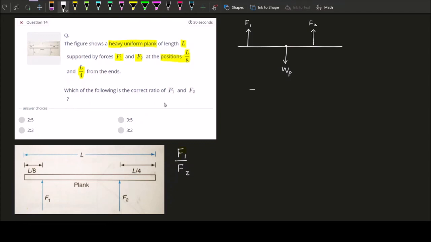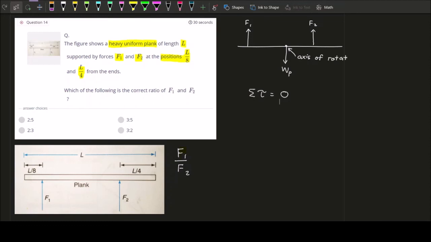So again, it's a plank, so probably sum of torque is equal to 0. This should pop out in your mind if you are doing chapter 8. So where should we put our axis of rotation? Any place on the heavy uniform plank can be our axis of rotation. But we pick the point where we have something we are uninterested in to be the axis of rotation. We are interested in comparing F1 and F2. We are not really interested in the weight of the plank. Therefore, we pick this point here as our axis of rotation.